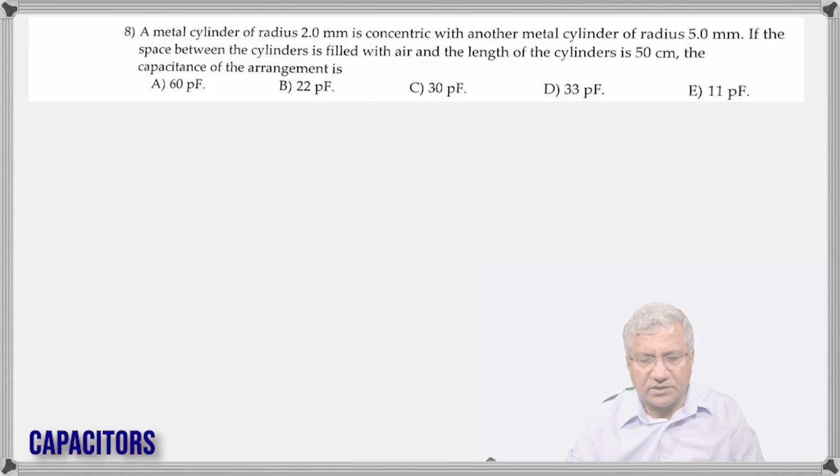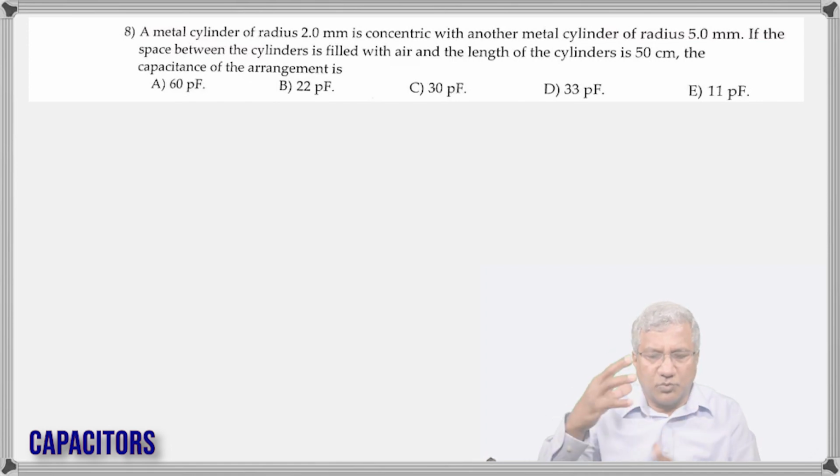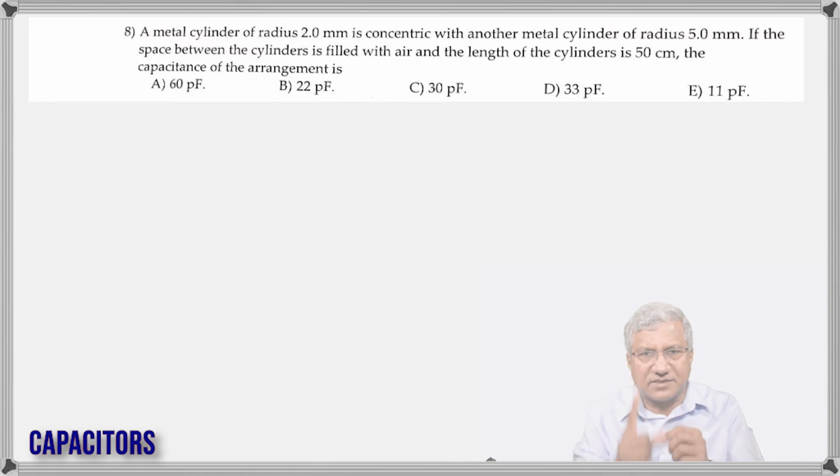All right, number 8. A metal cylinder of radius 2 millimeters concentric. What do you mean by concentric? That means the centers coincide. So one cylinder is kept inside another, but their axes coincide. The space between the cylinders is filled with air, and the length of the cylinders is 50 centimeter. What is the capacitance of this arrangement?